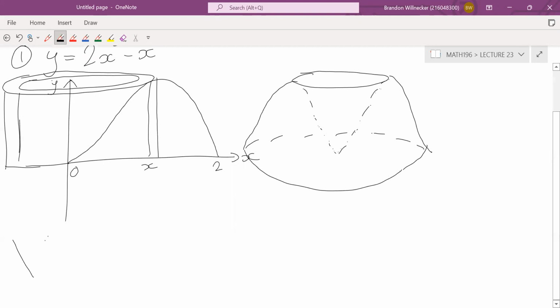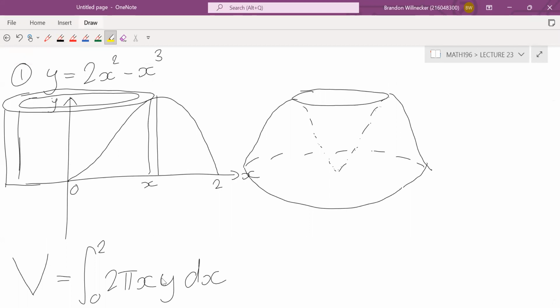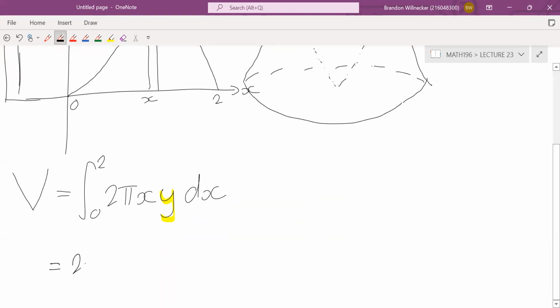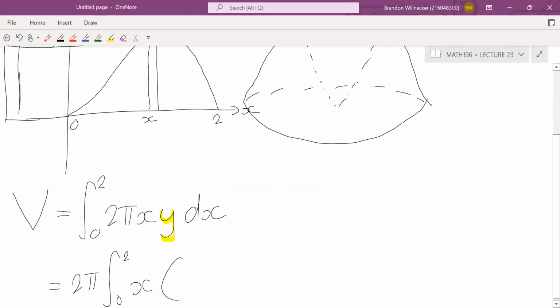Okay, but we're interested in finding the volume. So let's use that volume formula. So it's going to be the integral from 0 to 2 pi x, because that's the circumference. The height is y, and the thickness is dx. Okay, but we know the height. We know this y value. It's going to be 2x squared minus x cubed. Okay, so let's substitute that in. So this is going to be 2 pi, the integral from 0 to 2, x times 2x squared minus x cubed, dx.